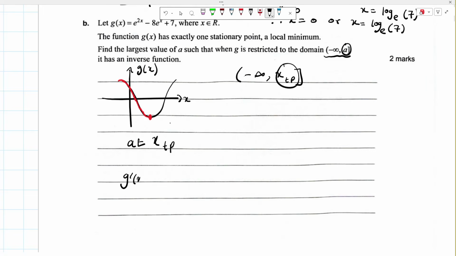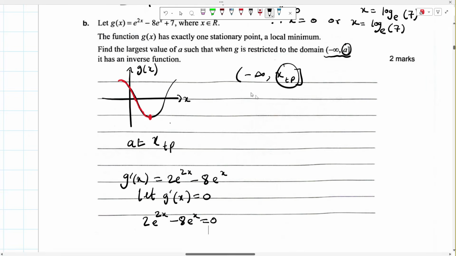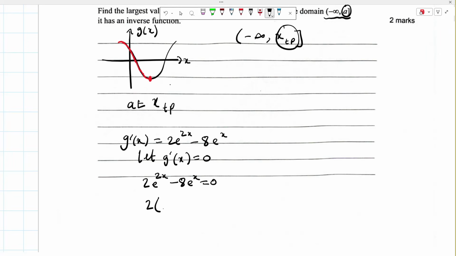Let's do g dash of x. That's going to be 2e to the 2x minus 8e to the x. And then the 7 disappears, of course, because the derivative of a constant is 0. Now we can apply the same trick, right? So we're going to say let g dash of x equal 0, because we want to find the local minimum, the stationary point. So we get 2e to the 2x minus 8e to the x is equal to 0.